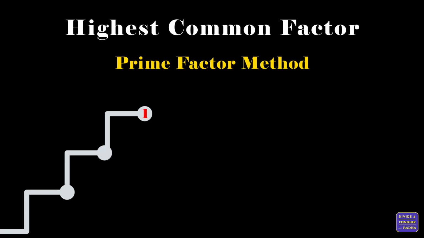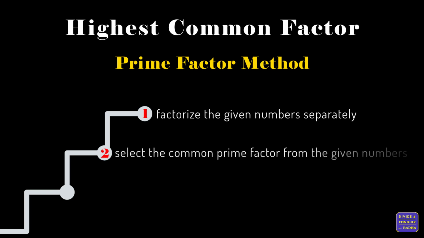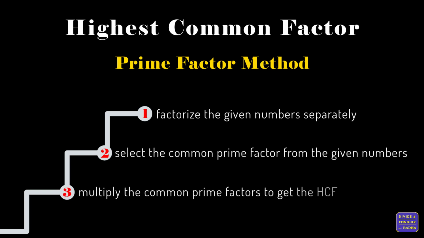Step 1. We need to factorize the given numbers separately. Step 2. We need to select the common prime factors from the given numbers. And step 3. Multiply the prime factors obtained. The product that is obtained is the required HCF. Now, to understand these concepts better, let's solve sums related to HCF.